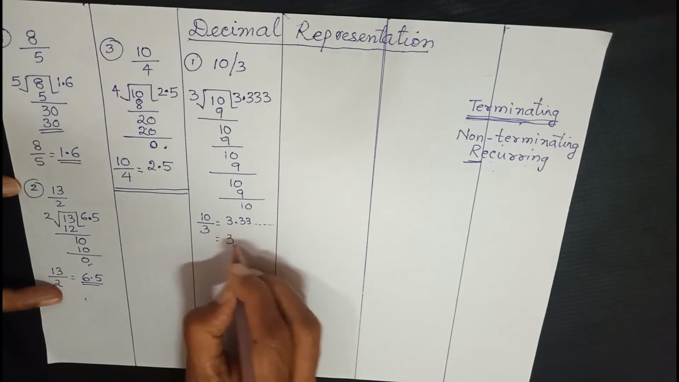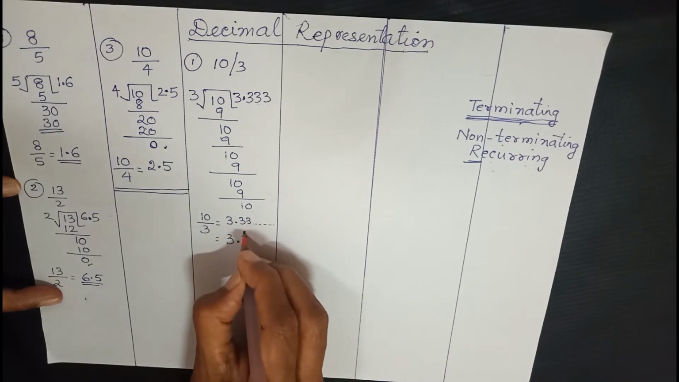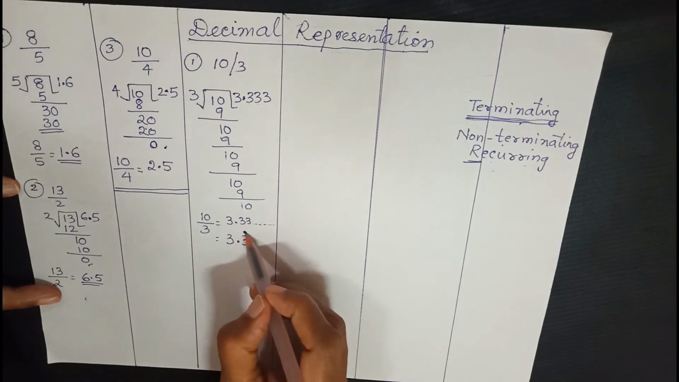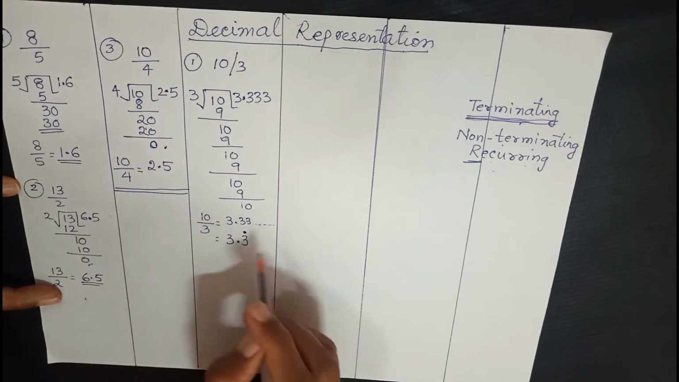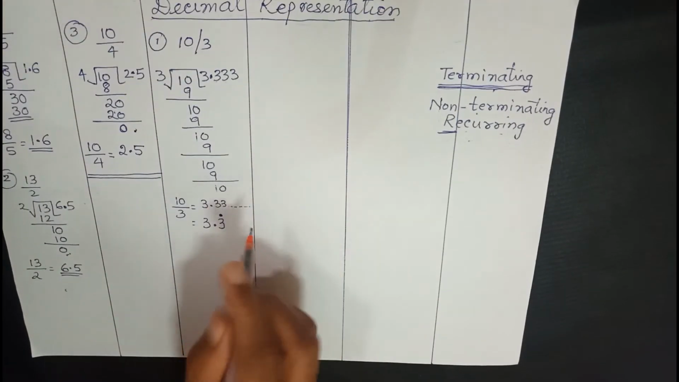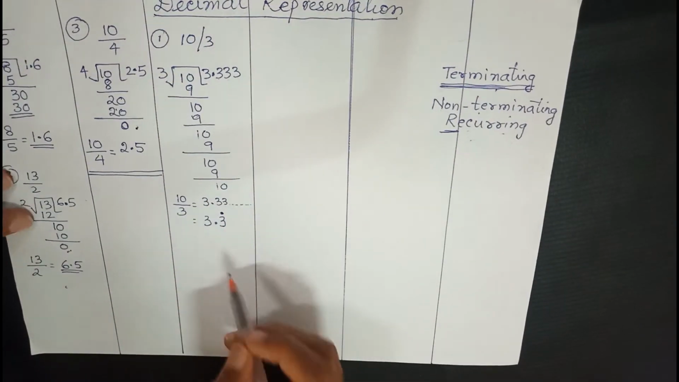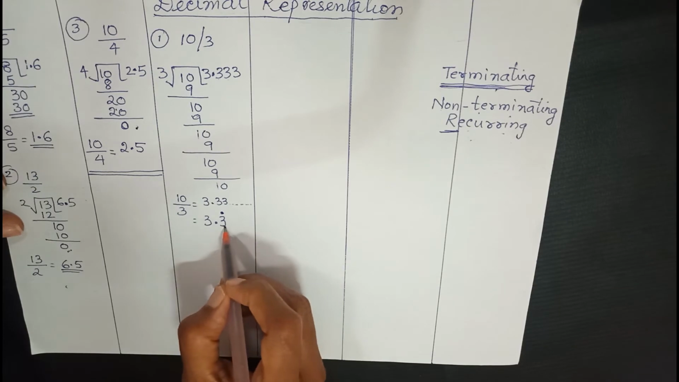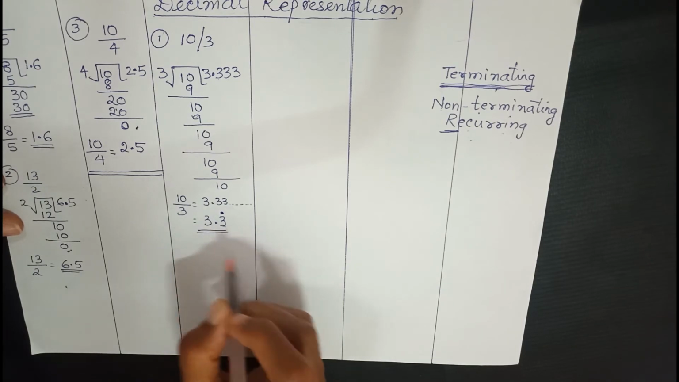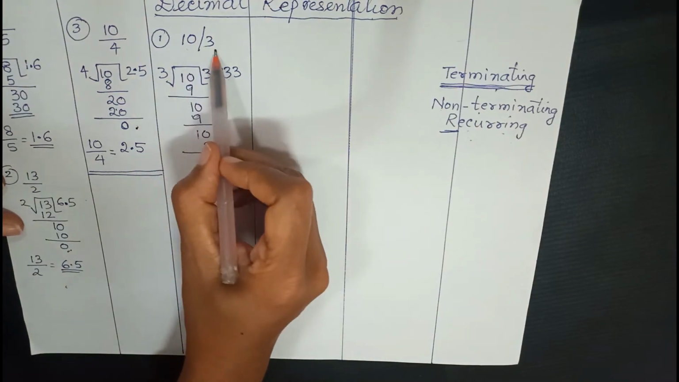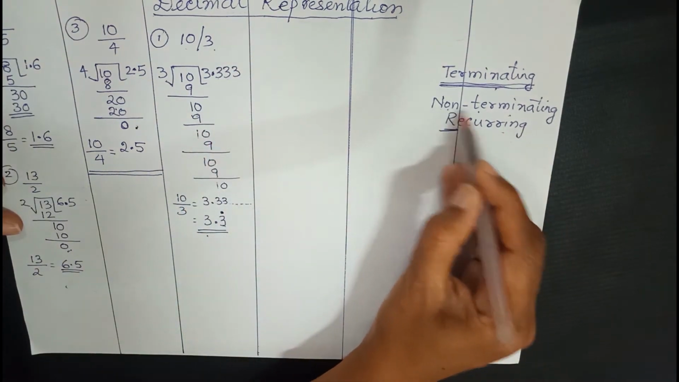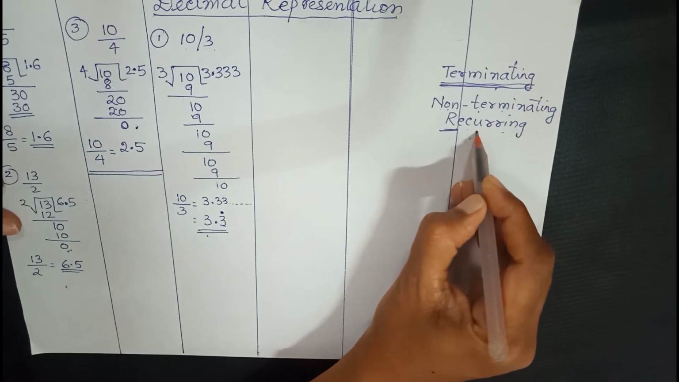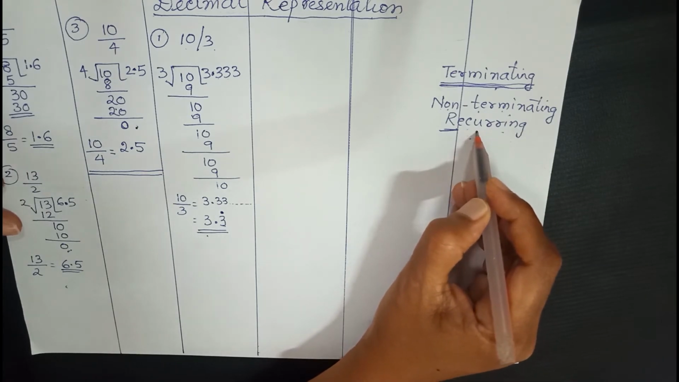So how we represent it is, we write the first number and put a dot on it. This dot indicates that the division is not getting finished here. It keeps on continuing, and the number 3 will be repeated an infinite number of times. So this becomes the decimal representation of 10 upon 3. And what does this decimal indicate? That it is a non-terminating, recurring type of representation.